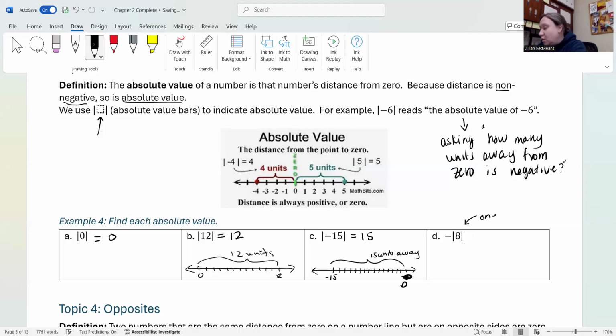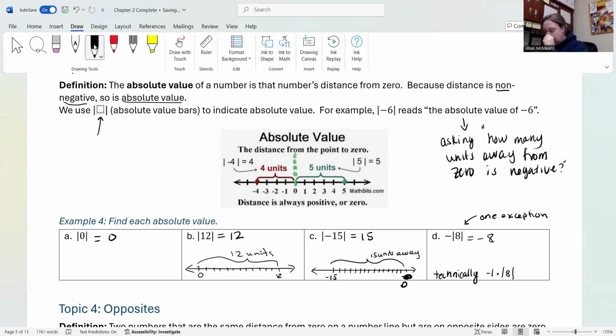Now, this right here is the one exception to the rule. We know that absolute value is going to be non-negative unless there's a negative in front of the absolute value. Technically, and we haven't talked about multiplying with negatives yet, this is -1 times the absolute value of 8. That -1 on the outside makes the whole thing negative. So what you need to do is say, okay, what is the absolute value of 8? Well, 8 is 8 units away from zero. But then we want to take that value and multiply it by -1. So the only time you're going to get an absolute value that is negative is if the negative is in front of the absolute value bars.